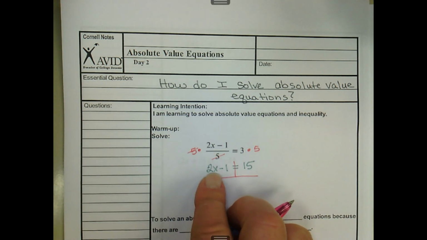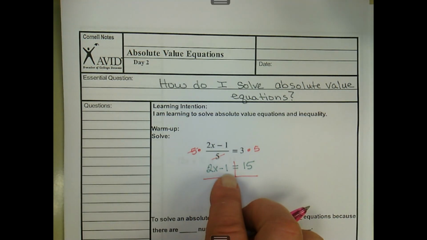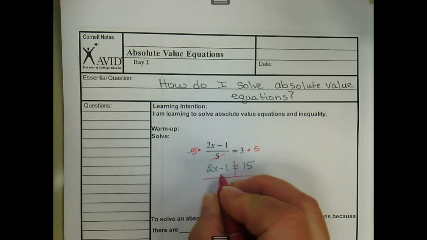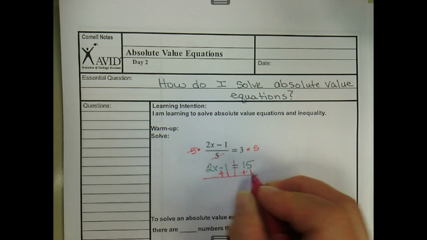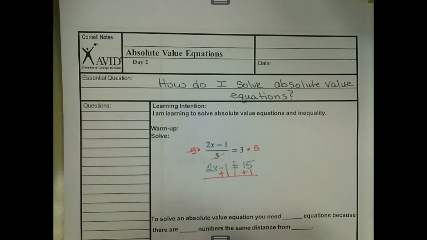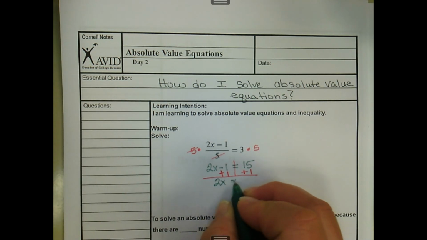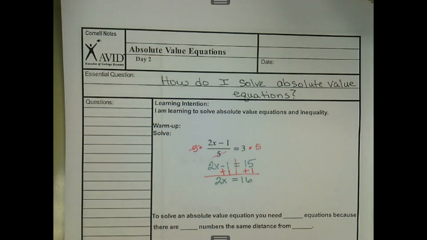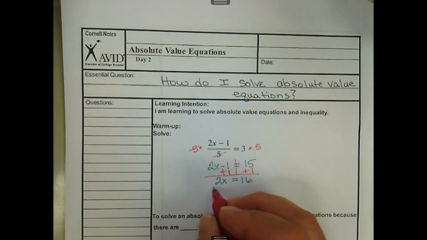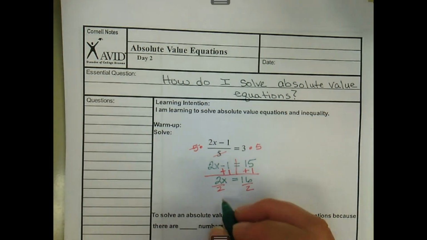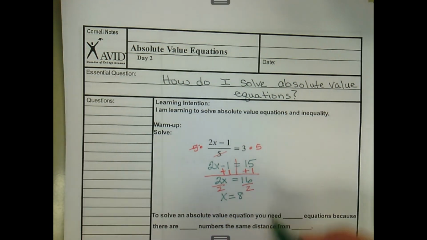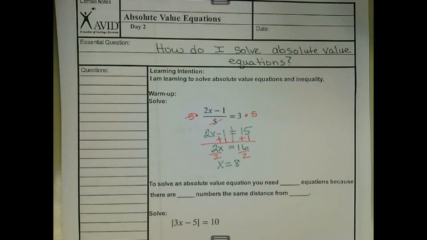Okay, 2 times x is first, minus 1 is second. The second thing I did was subtract 1. To undo it, I add 1 to both sides. 2x is equal to 16. Last step is to divide by 2. And x is equal to 8. So I hope you were able to get that on your own without any help. That means you are starting to learn algebra well.